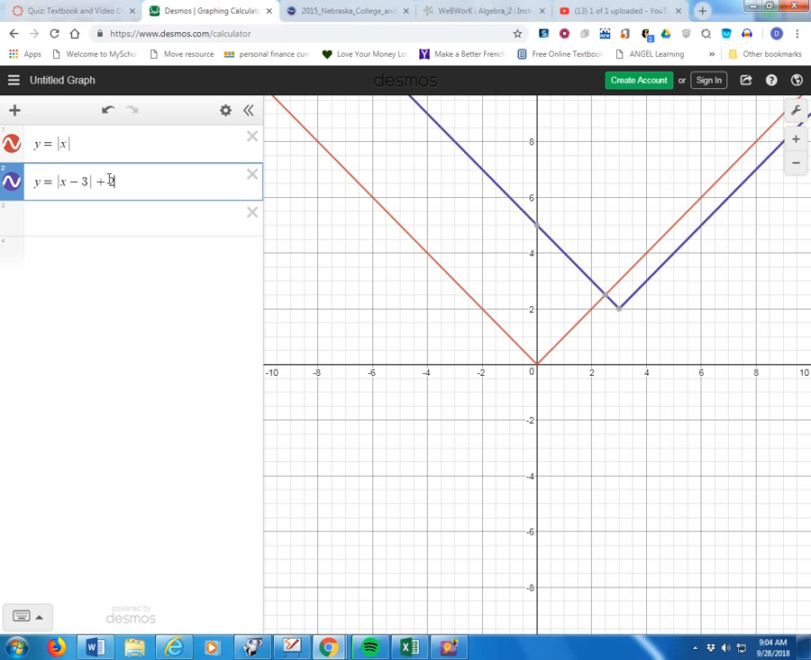So how do I get the vertex just looking at the equation? Cover up the x, and you get -3. So the x-coordinate of the vertex is the opposite sign of what's inside, +3. The y-coordinate is the sign that's there, 2. So you should be able to look at any absolute value equation and tell me the vertex. It's going to be the opposite of the x value, the exact value for y. Follow me? Okay.